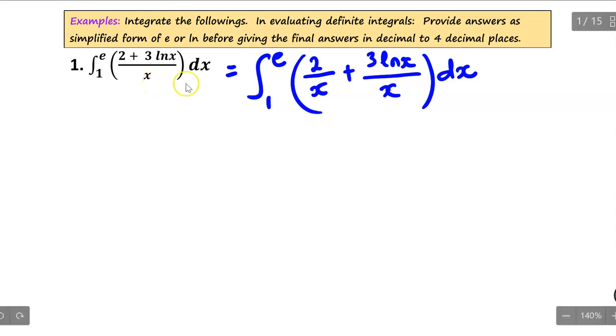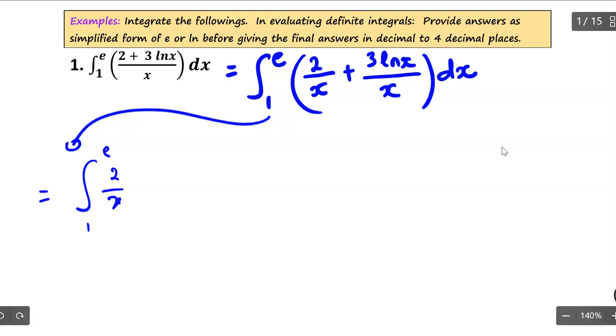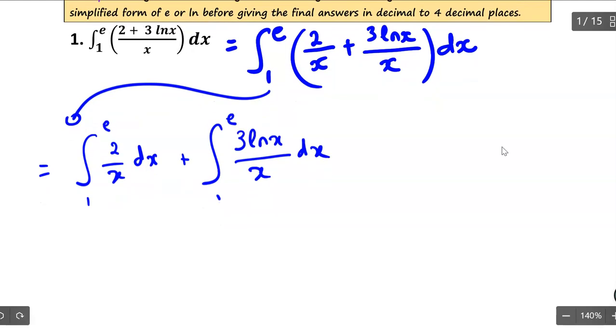All right, okay. So when I break this into two integrals, what I can do here is I have it like this. So integral from 1 to e of 2 over x dx, okay, plus integral evaluated from 1 to e of 3 ln x over x dx. Okay, so property number 1 is to break this into two integrals to work with, so that I simplify my integrand, right?